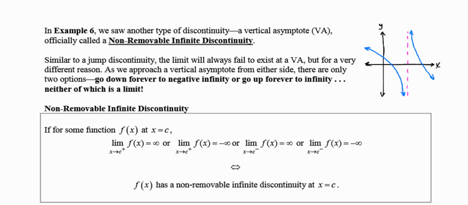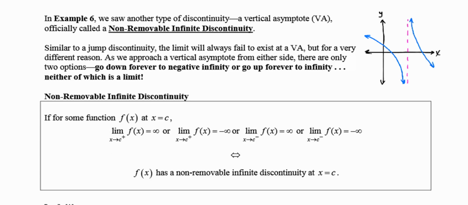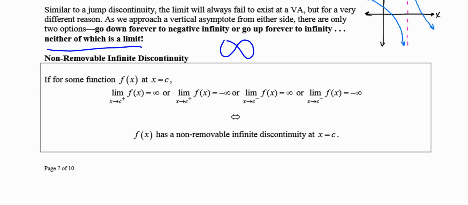Okay, so another type of discontinuity is a vertical asymptote. That's a non-removable infinite discontinuity because it's infinite on both sides. It's not removable because we can't just plug it in with one hole. So you'll see that the limit will always fail to exist at a vertical asymptote because it's going to negative infinity or positive infinity, neither of which is a limit. Technically you can write infinity, but infinity is not a number. It's approaching a number, it's an idea, but it's not a specific number.